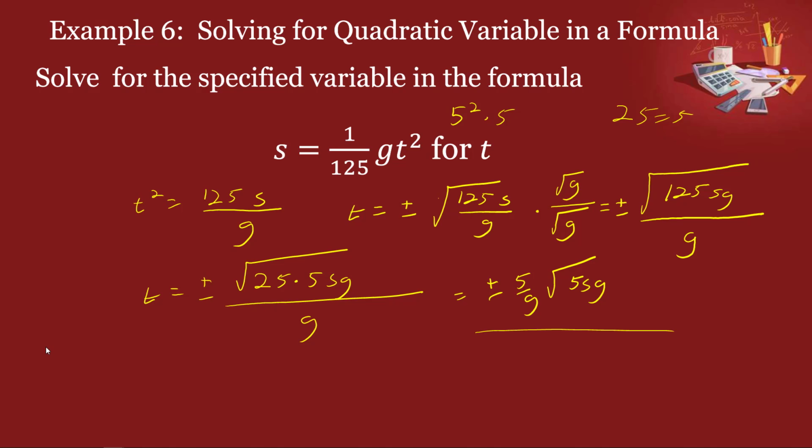If you want to write this as a solution set, that of course would be 5 over g root 5sg, comma, negative 5 over g root 5sg. And there you go.